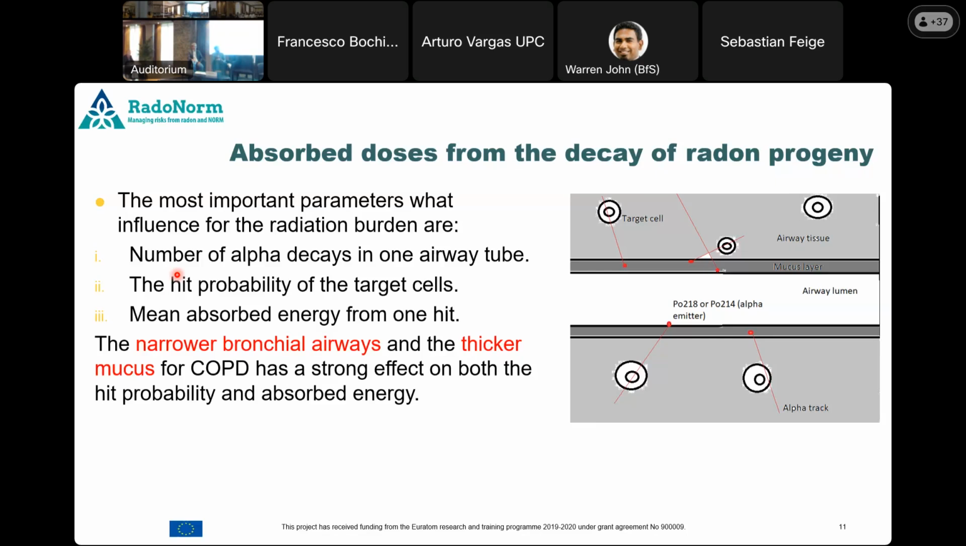And the mucous layer has a strong effect also on the hit probability and the average absorbed energy, because if the mucus is thicker, the distance is more, so it has some shielding effect.